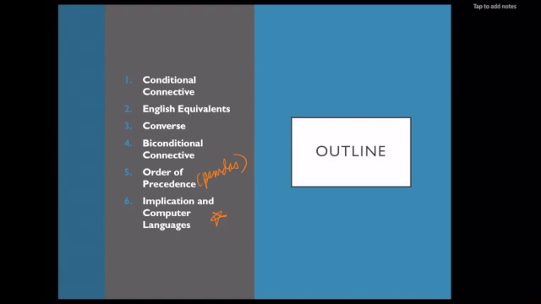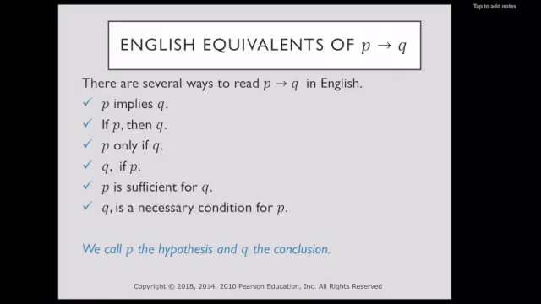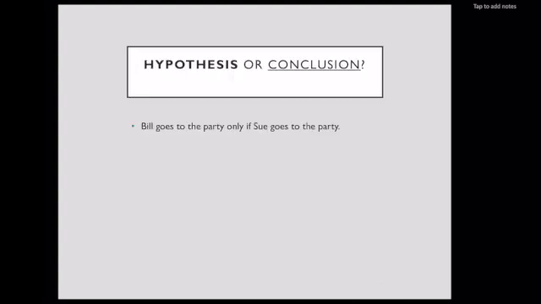An implication uses this symbol here. This is read P implies Q, if P then Q, P only if Q, Q if P, P is sufficient for Q, Q is a necessary condition for P. There are lots of English equivalents for implication, and we call P our hypothesis and Q our conclusion. So why don't we go ahead and identify our hypothesis and our conclusion.